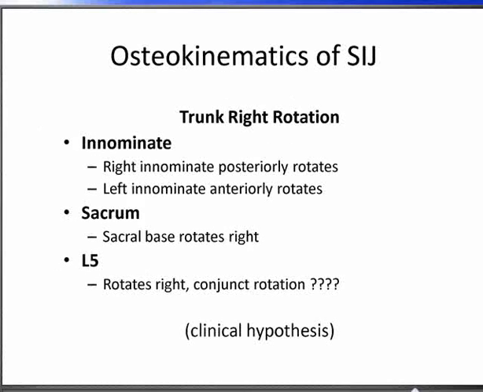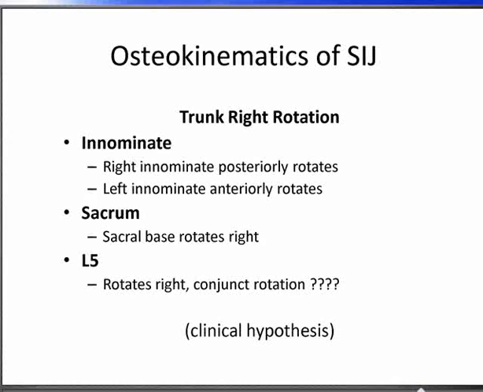Now, trunk rotation, again, is clinically something that we're not sure on and can't agree on, but I have seen clinical patterns like this, and many therapists that I've talked to have also seen this same clinical pattern. So it hasn't been confirmed by research, but this is what we see clinically. Again, if you have your thumbs on the PSIS and your hands on the ilium, and you ask your client to rotate their trunk to the right, then the innominate on the right will rotate posteriorly, and the innominate on the left will bias rotation anteriorly.